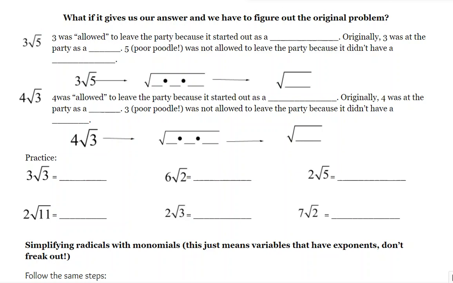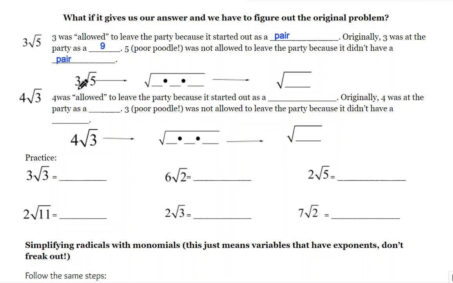Well, remember 3 was allowed to leave the party because it started out as a pair. Originally 3 was at the party, or inside the radical, as 9, right? Because 2 3s will go back inside. So it'd be 3 times 3, which is 9, right? And the square root of 9 is 3, so that's why we could pull it out. But the 5 was not allowed to leave the party because it didn't have a pair. So that 5 has stayed trapped inside.